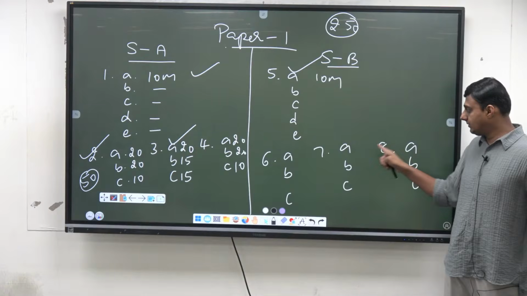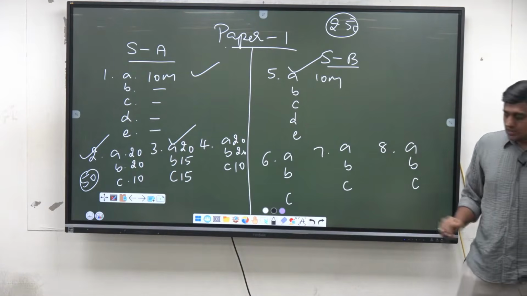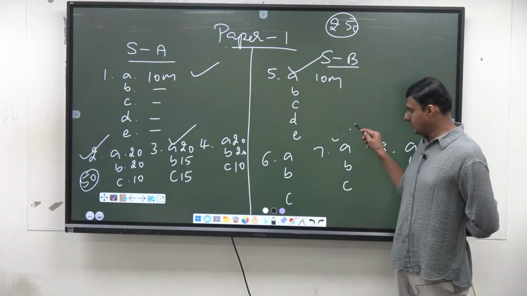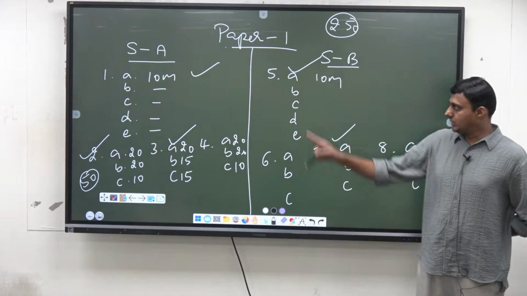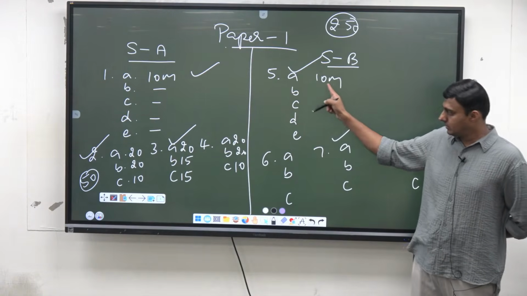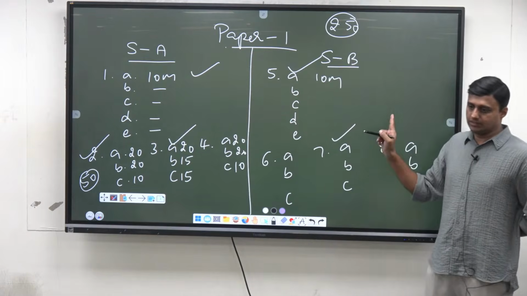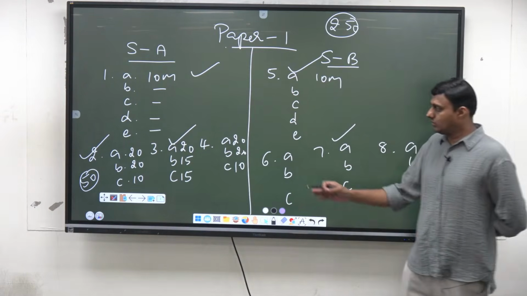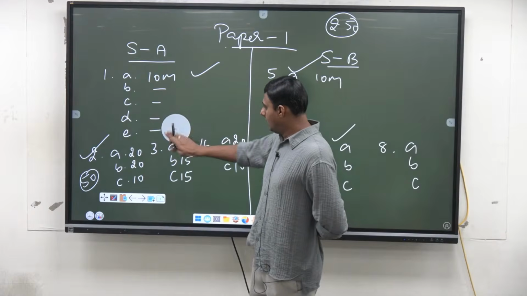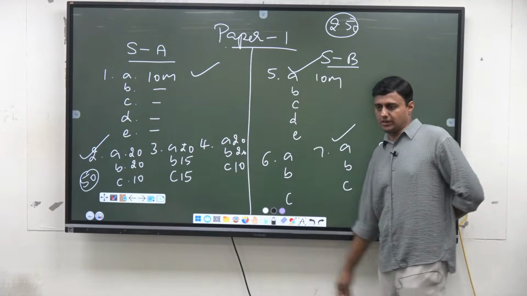Out of 5, 6, 7, 8, minimum again 1. So at least, let's say, sir, for me 7 is easy. Attend 7. So that means question number 1, 5, 2, 3, and then 7. Assured. Or what you can do, I think you're getting the point, right? Or you may tell, no sir, 3 and 4 are difficult for me.